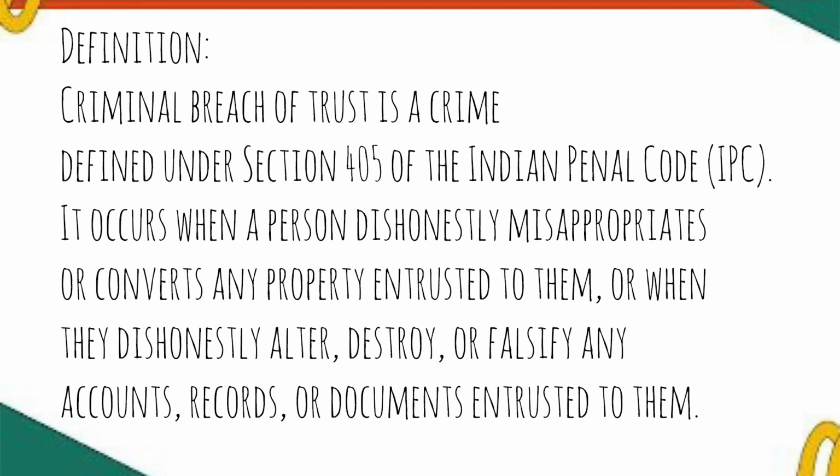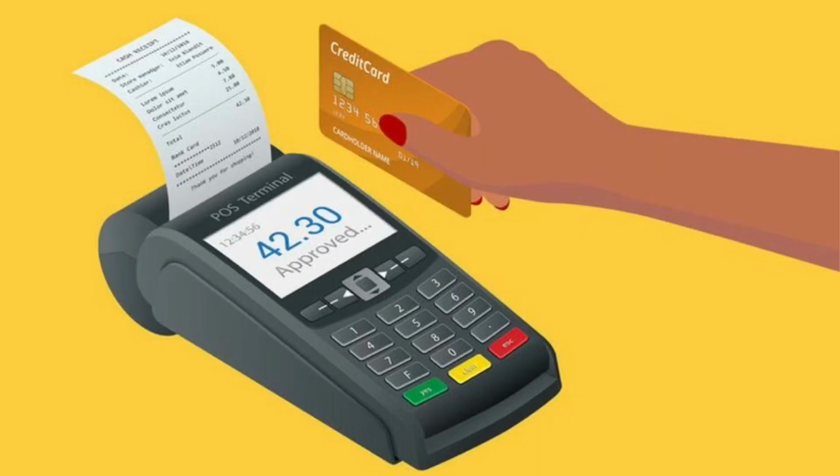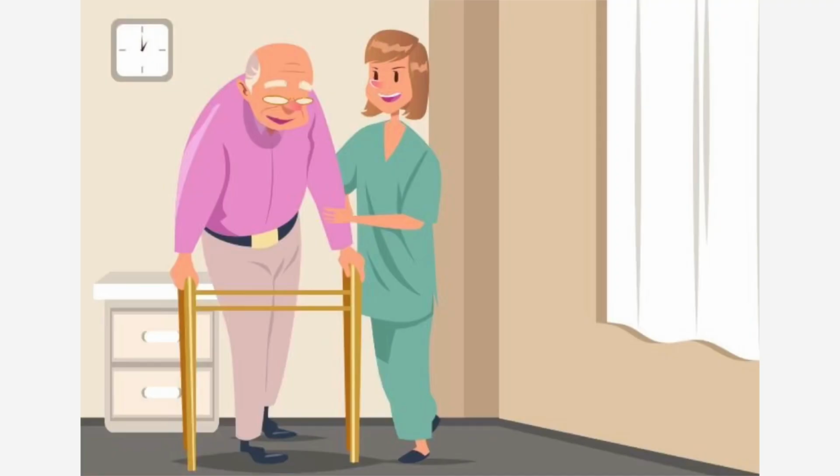This could involve taking money or property for their own use, falsifying records, or damaging or destroying valuables. Let us see examples. A clerk who uses their employer's credit card for personal purchases. A caretaker who misappropriates funds meant for an elderly patient's care.